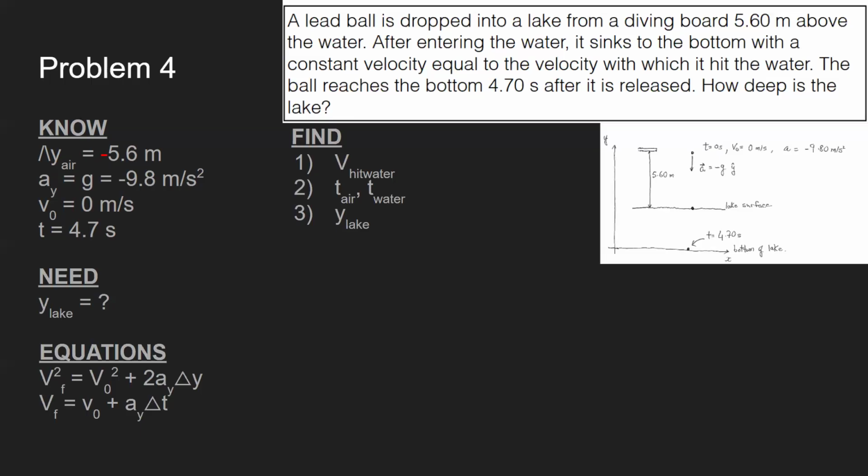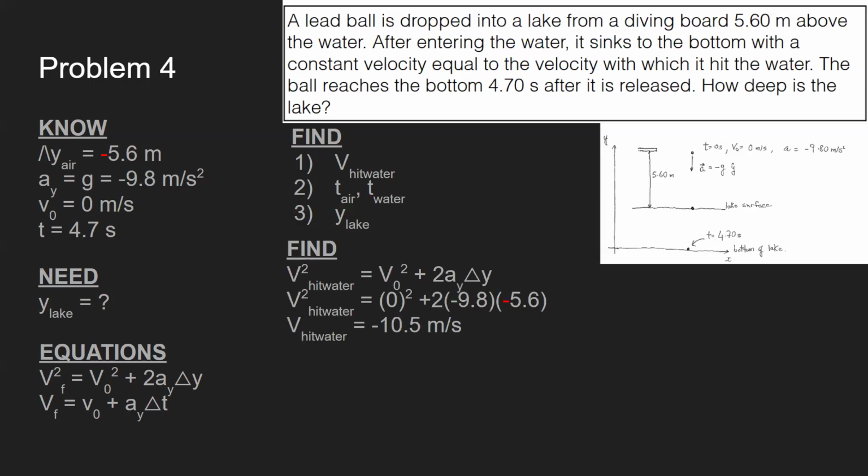And if we want to find the distance when it's in the lake, we'll have to find other things first. So we want to find the velocity as it hits the water. Why? Well, for the distance that we're looking for, that velocity is going to be a constant velocity, and it's the velocity where it hits the water. That's why we want to find that first. But we're also going to want to find the time that it's in the air and the time that it's in the water separately. We know the whole time is 4.7, but we want to know that separately so that we can actually use the kinematic equations. Then we can actually find the distance in the lake.